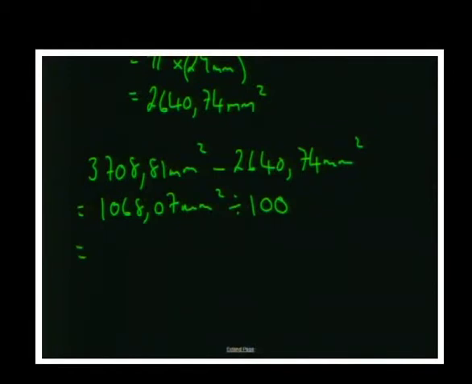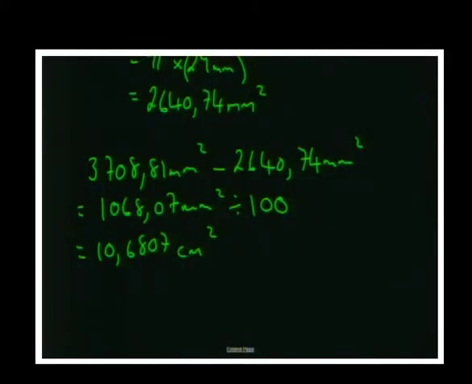In dividing that by 100, our answer is going to be 10.6807 centimeters squared. Now you may ask, "Hey, how many decimal places do we have to round this to?" Well, this is one of those questions where it really doesn't matter. Why? Because all we want to know is this: is my answer bigger or is it smaller than 11? And my whole answer of 10.6807 centimeters squared is smaller than 11.